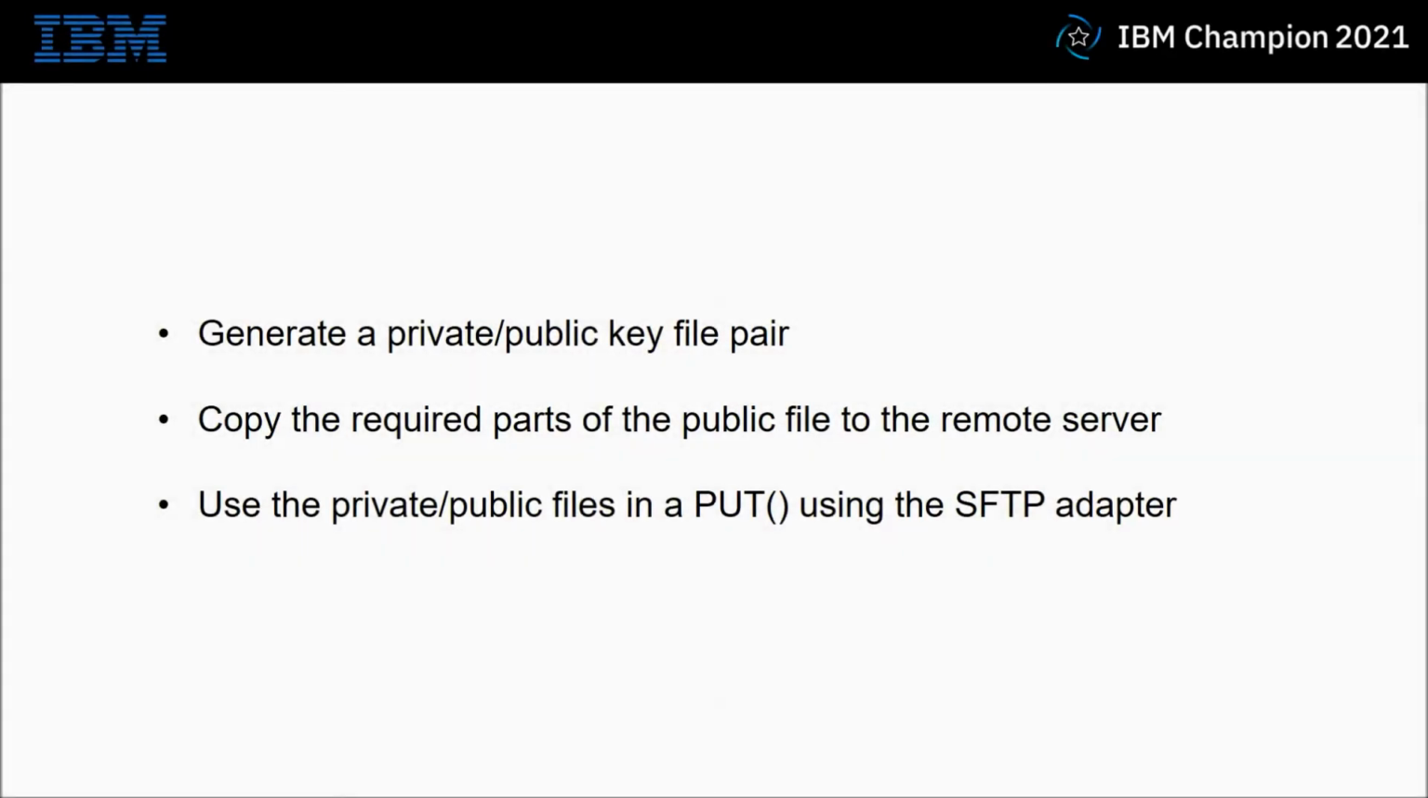In today's practical session, I will show you how to generate a private and public key file pair using the PuTTY program. I will then show you how to copy the required parts of the public file to the remote server. Then we'll use the private and public key file pair in a put to the SFTP adapter in an output card of an ITX map.